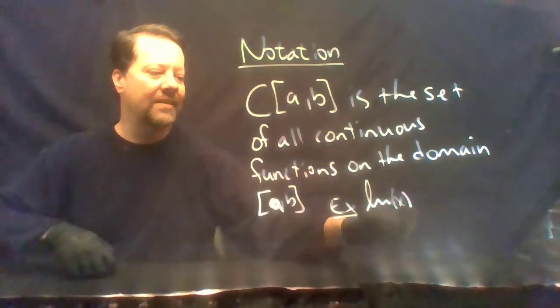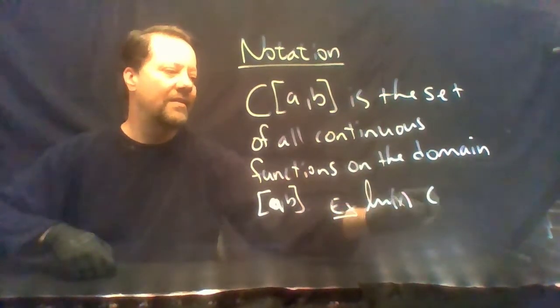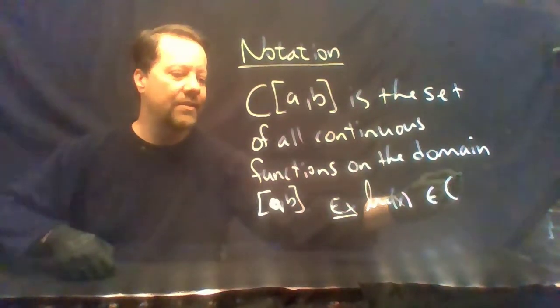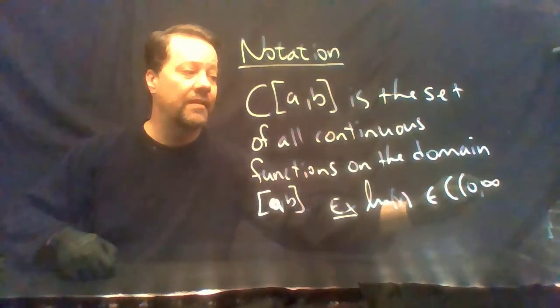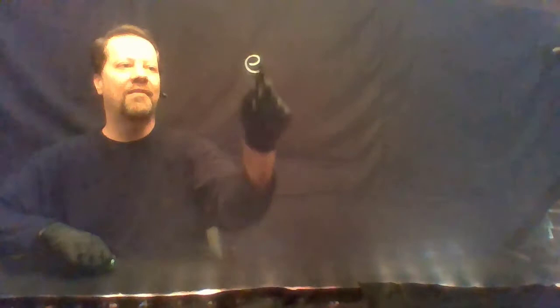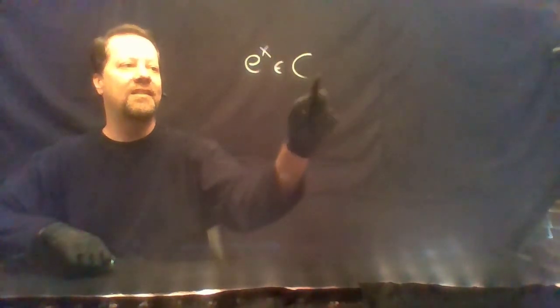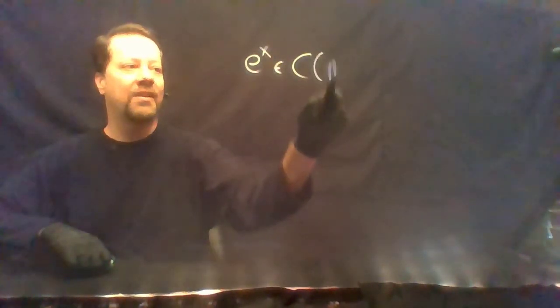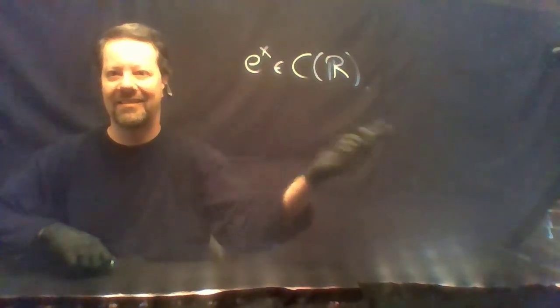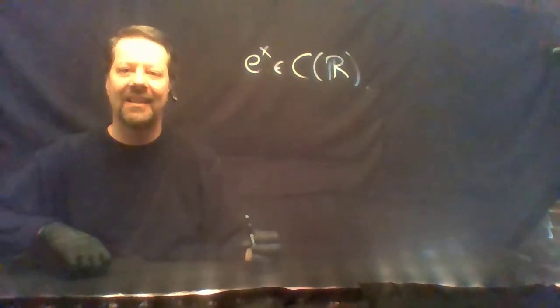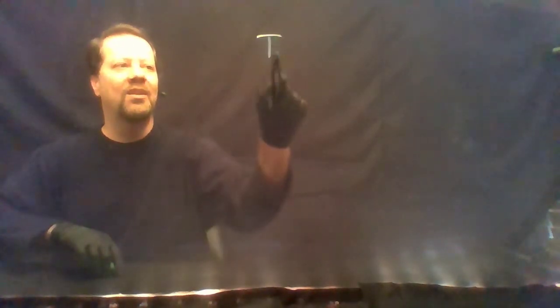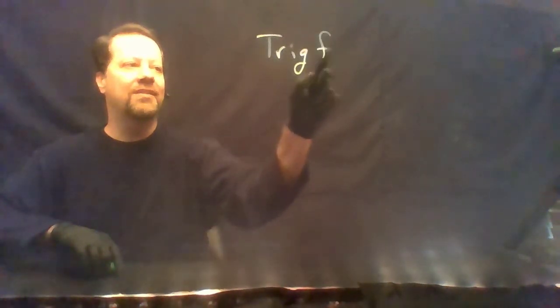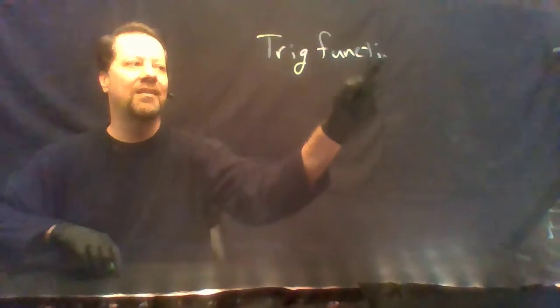ln of x as a function is an element of the set of continuous functions, in this case, from 0 to infinity. Similarly, the function e to the x is continuous on the entire real line. We'll sometimes express that as C of R. Where are the trig functions continuous?